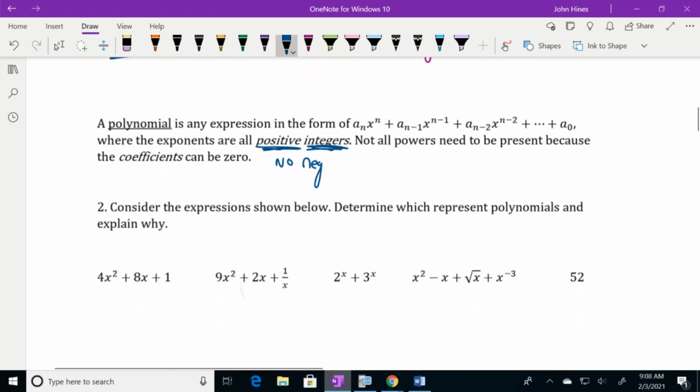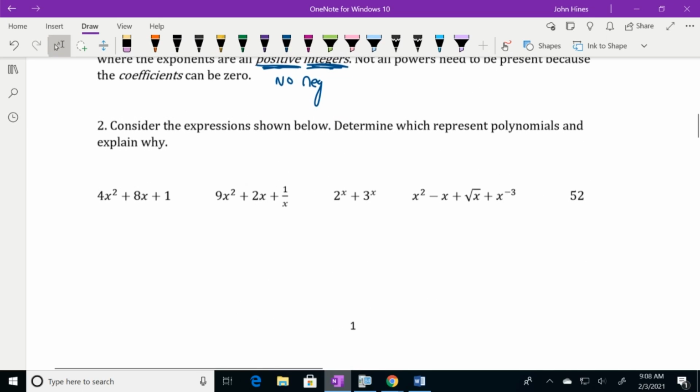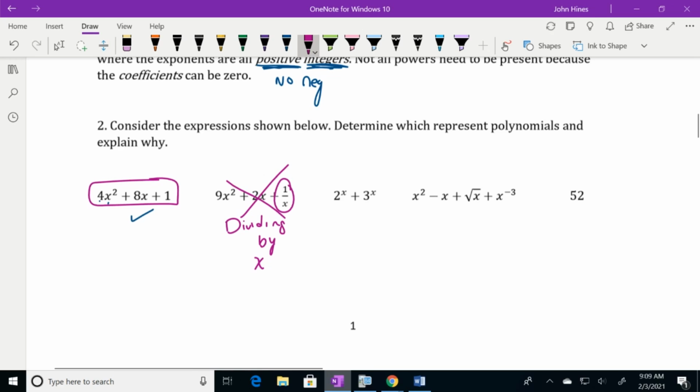So consider these expressions and let's talk about if they're polynomials. 4x squared, 8x, and 1, that's good to go. I've got a number times x to a power, plus a number times x, plus the plain old number. Good to go. Here, we're not good because you can't divide. Dividing by x is not allowed. That does not make me a polynomial. When I divide by x, that's not a polynomial. A polynomial is something that's nice, just like this. There's nothing crazy going on here.